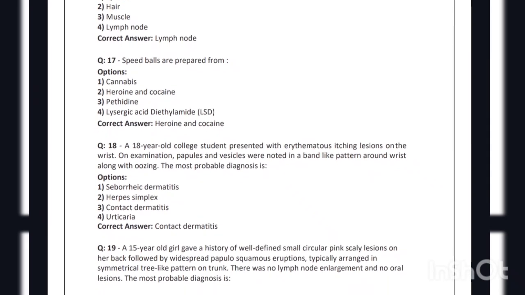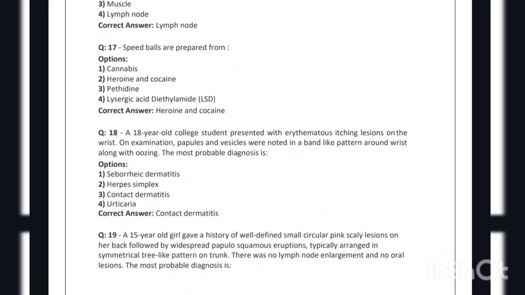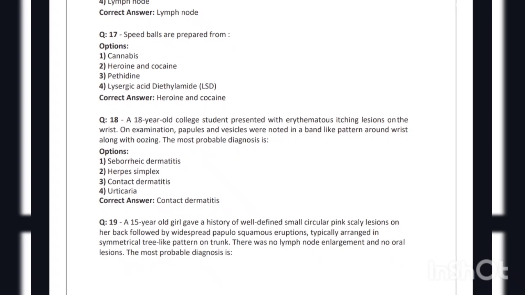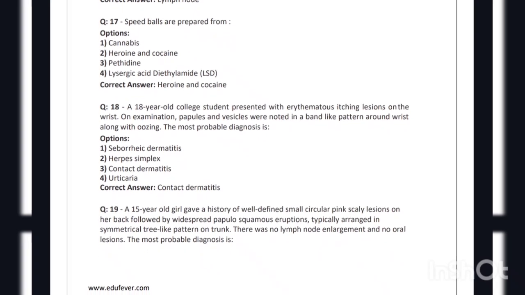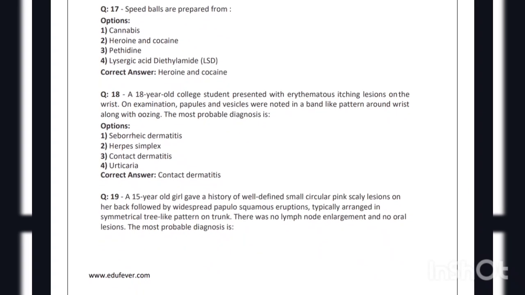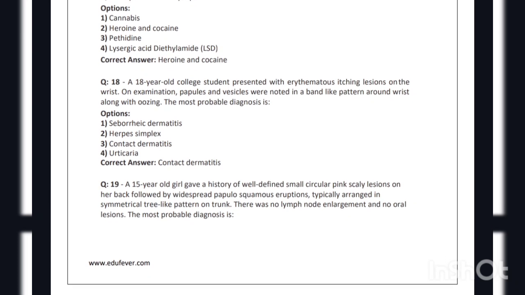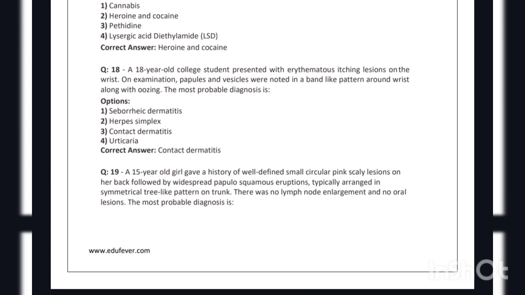Question number 17. Speedballs are prepared from: cannabis, heroin and cocaine, quercetin, lysergic acid diethylamide. So the correct answer is heroin and cocaine.